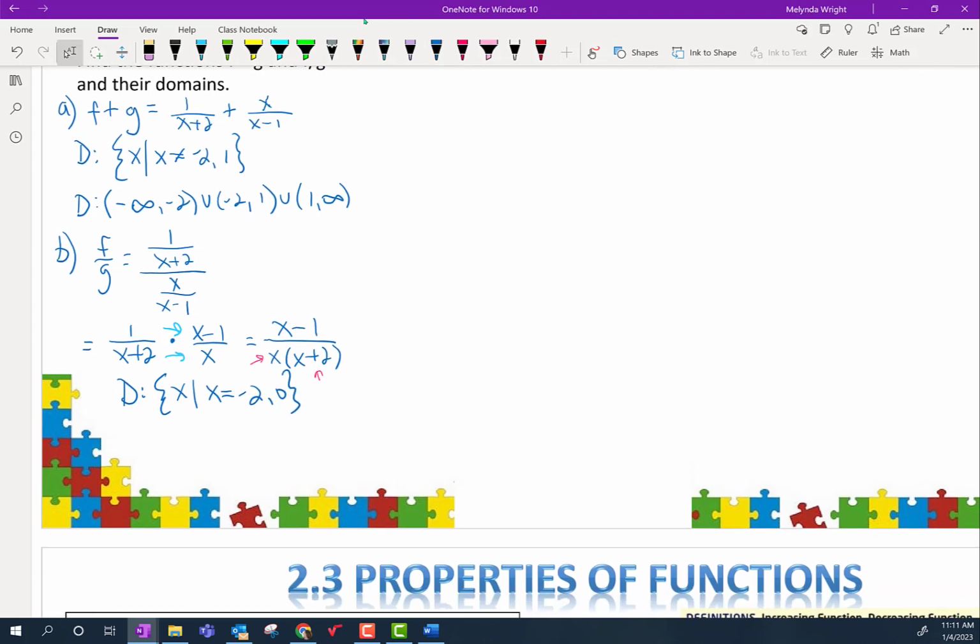And now I'm going to write that in interval notation, because that's what your textbook is going to want. So negative infinity to negative 2, negative 2 to 0, and 0 to infinity.